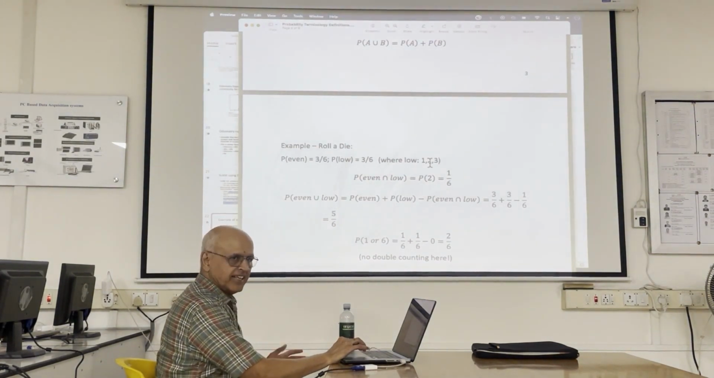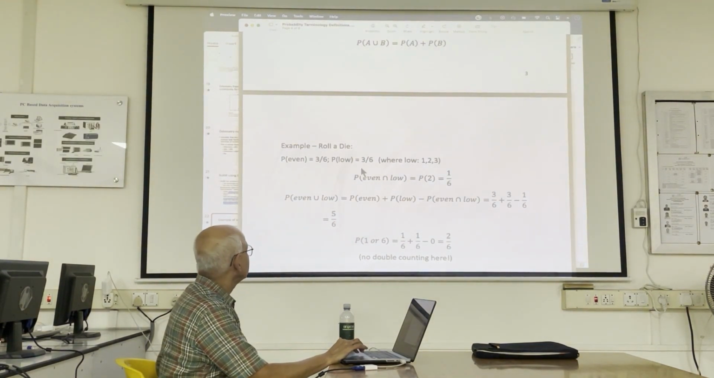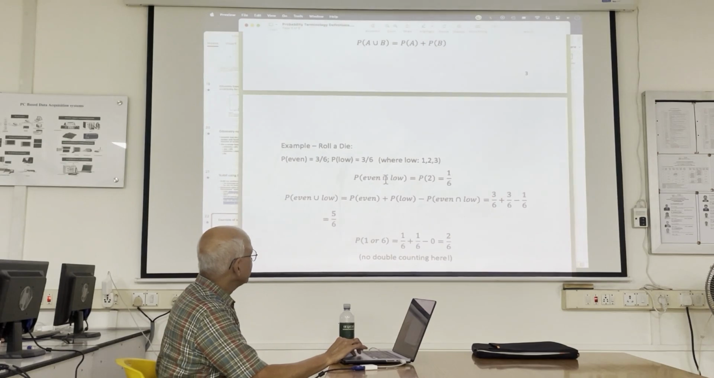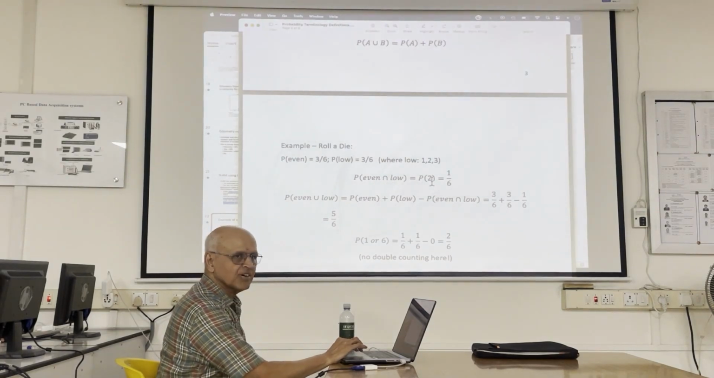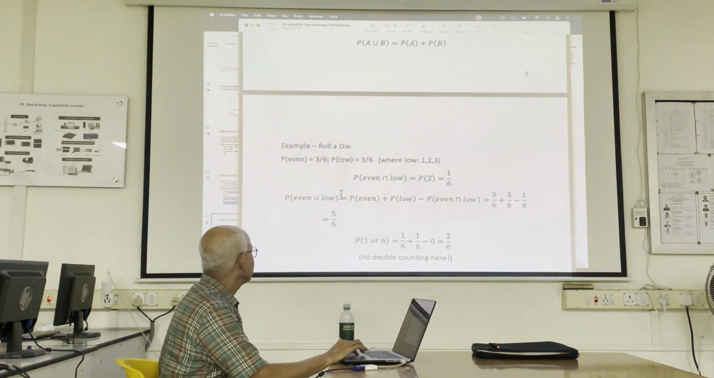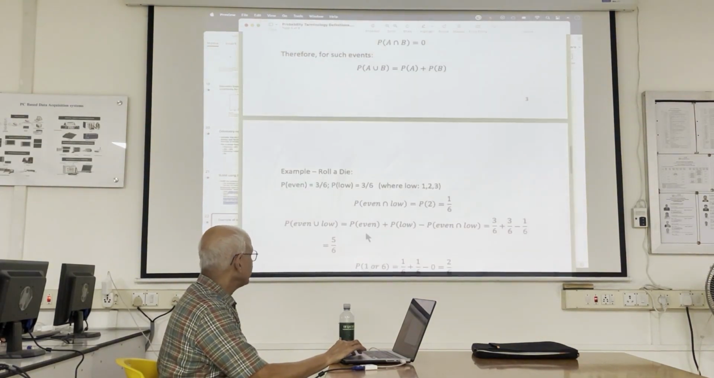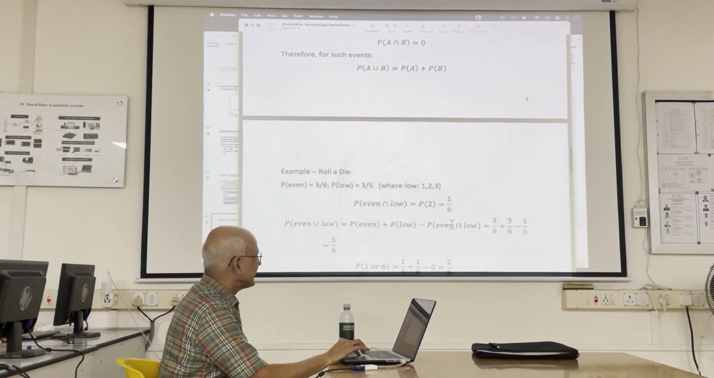So low is 1, 2, 3, that's what I mean. P(even ∩ low): even intersection low has only 2. Only 2 satisfies that, so it has to be 1/6. Now P(even ∪ low), right? And now we remember this formula here: P(even) + P(low) - P(even ∩ low).